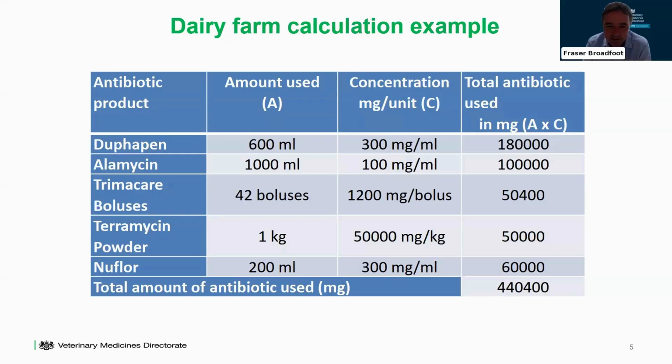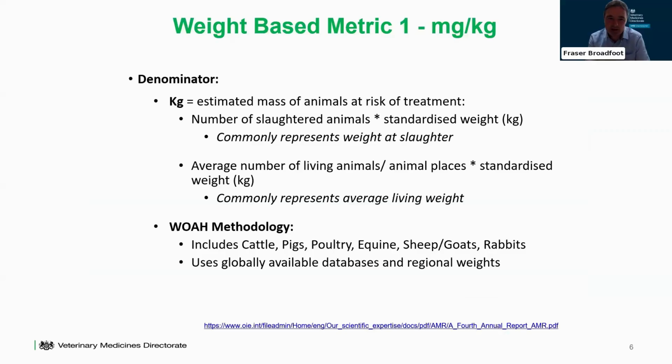So that's the milligram part of the calculation. The next part is the denominator, and the most common denominator is kilograms of animal, especially if you're looking at milligrams per kilogram. That is an estimate of the weight of the animals on that particular farm or in the country. It depends if you're doing a national measure or a farm level measure, but it represents the weight of animals at risk. So not the weight of animals that are treated, but the overall weight of animals within the whole population.